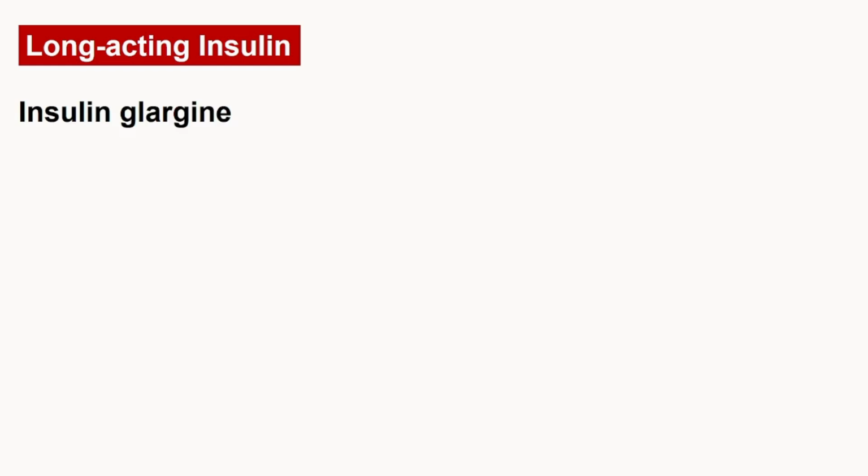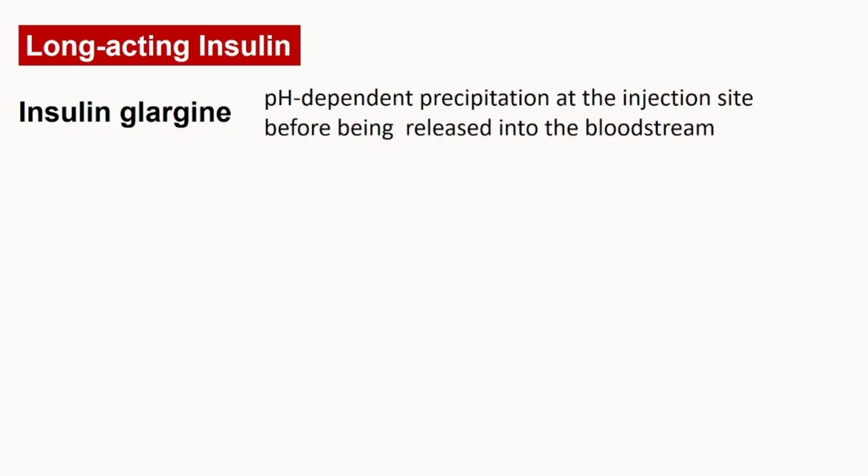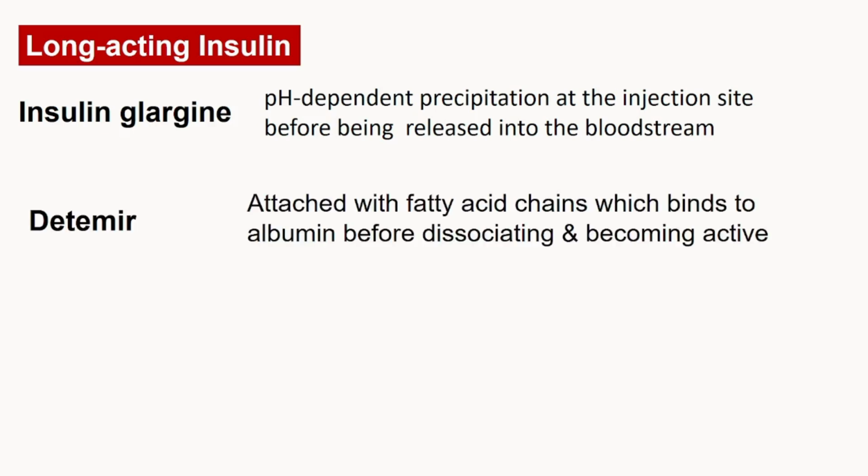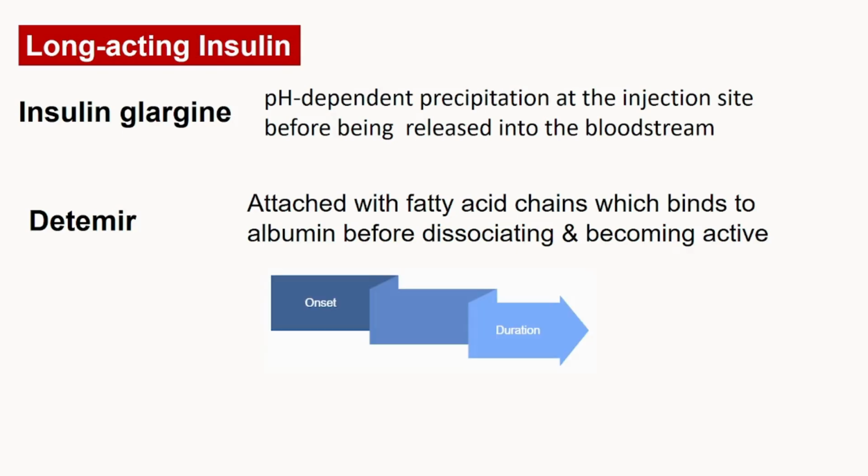Long acting insulins are insulin glargine and detemir. Insulin glargine undergoes pH dependent precipitation at the injection site before being released into the bloodstream. So it does have that precipitation and gradual release, and that extends the duration of effect. Detemir is attached with fatty acid chains which bind to the albumin before dissociating and becoming active, and that extends the duration of effect to about 18 to 24 hours.